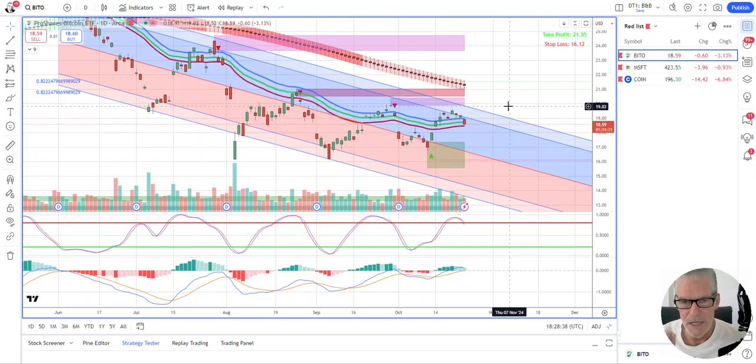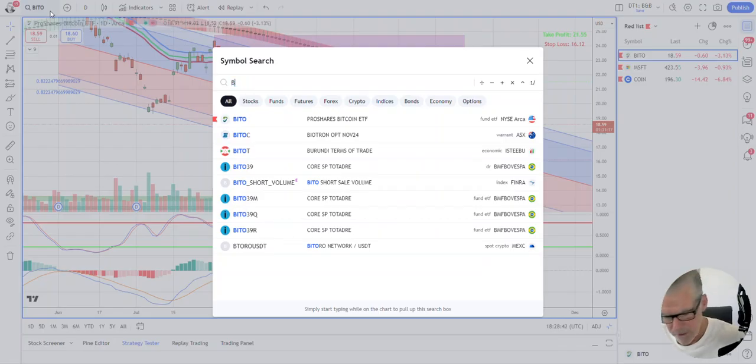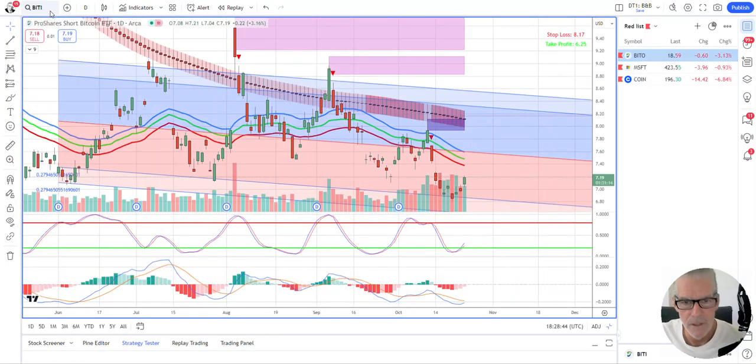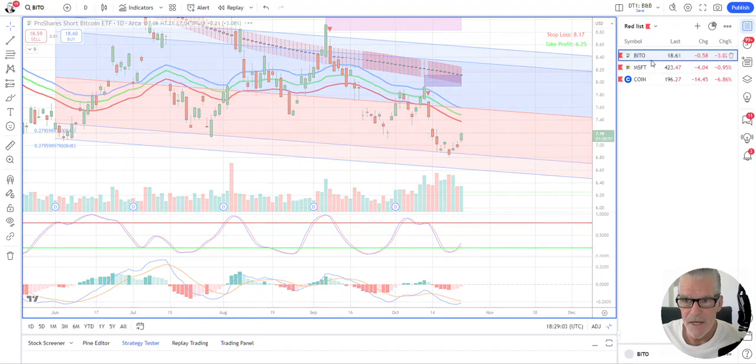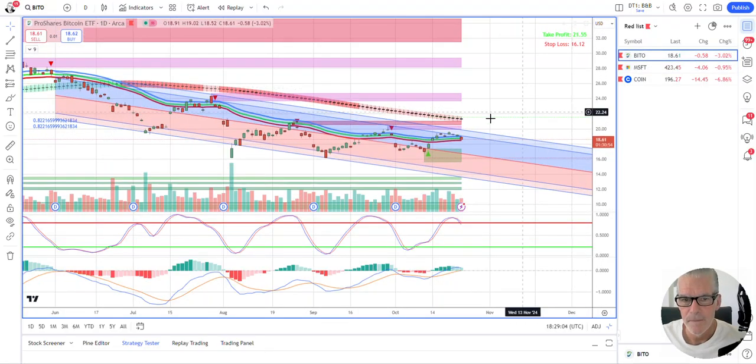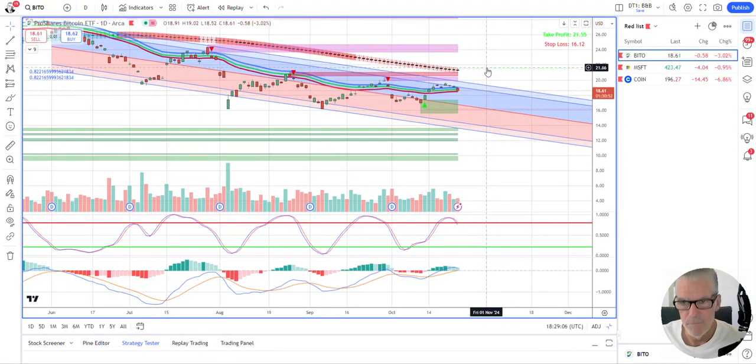You can play this with BITI. Take a quick look at this. This is your bullish fund for Bitcoin, and you can see it's moving up out of the pink zone. Oversold stochastics, deep lows on MACD. That's not necessarily bullish. You don't have the green up here either, so it's not a perfect setup. But the BITO is a pretty good bearish setup.